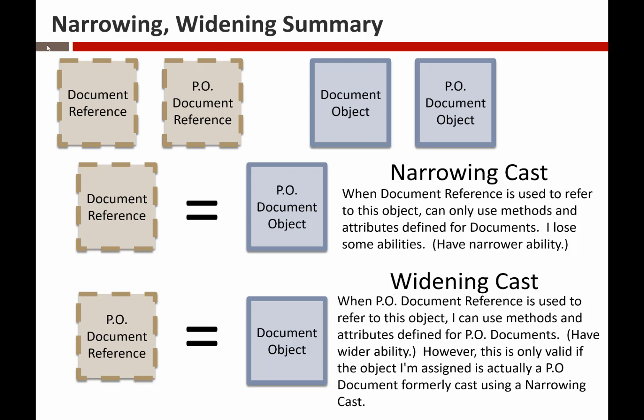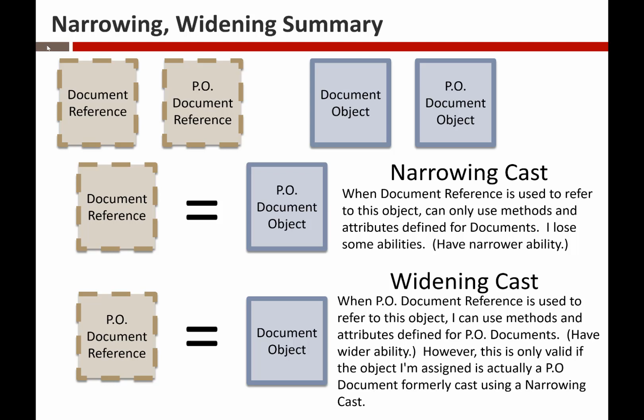That's called a narrowing cast. When the document reference is used to refer to this object, I can only use the methods and attributes that are defined for document, so I lose some abilities. I have a narrower set of abilities. That's why this is called a narrowing cast.